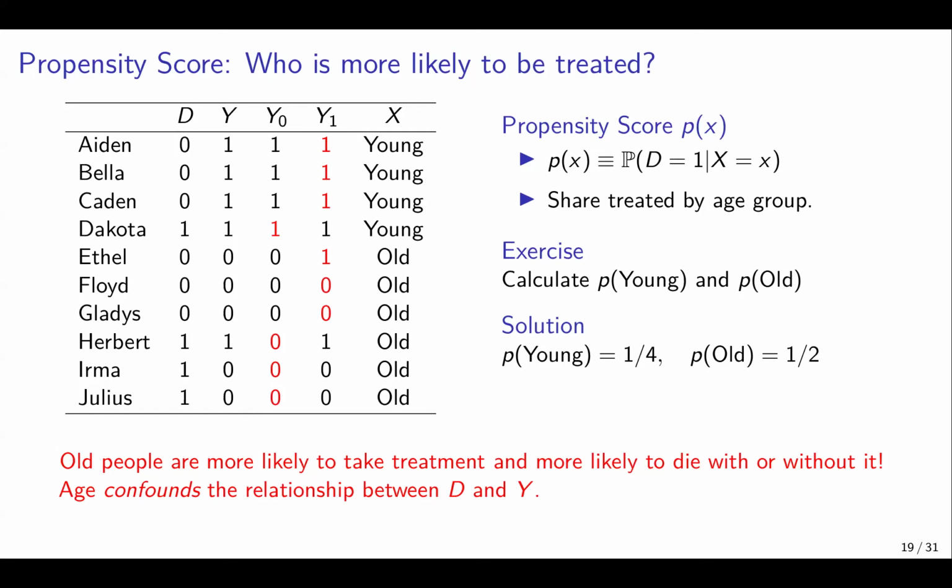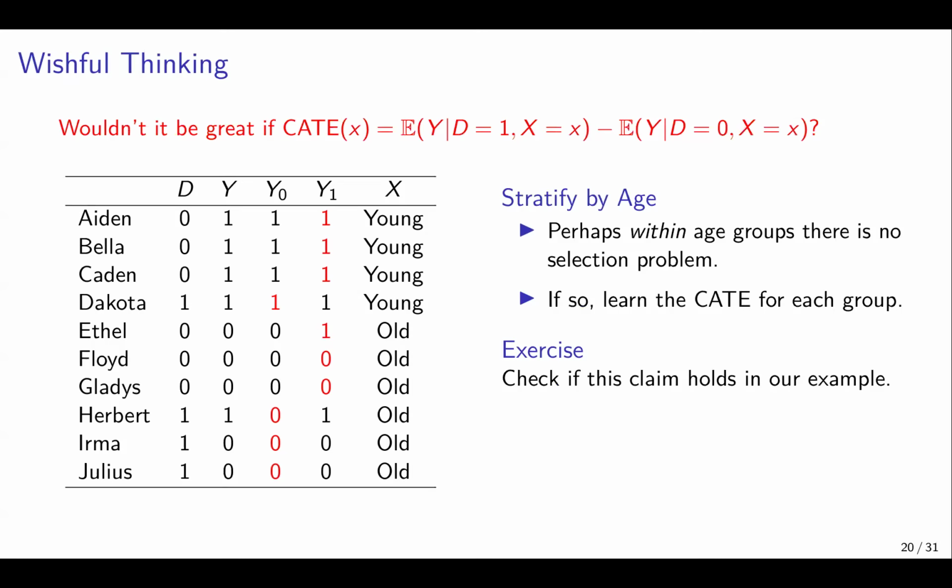Old people are more likely to take treatment, and they're also more likely to die with or without the treatment. So we would say that age confounds the relationship between D and Y. So here's some wishful thinking. The wishful thinking is, wouldn't it be great if somehow within age groups there were no selection problem? Because if that were the case, we could learn the conditional average treatment effect for each group. So when I say, wouldn't it be great if within age groups there were no selection problem, what I'm saying is, wouldn't it be great if the naive comparison of means, the one that we know doesn't work, actually did work when you restrict attention to a certain age group?